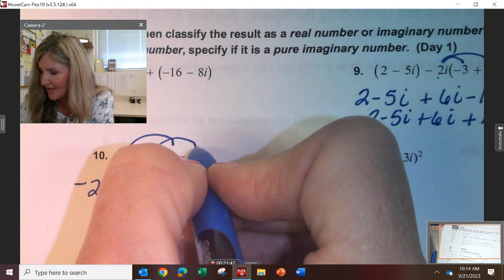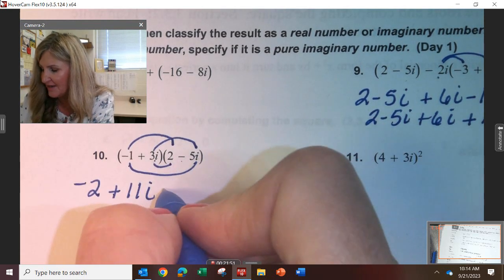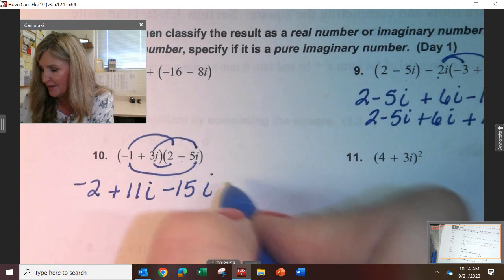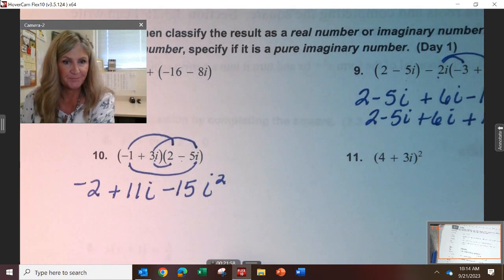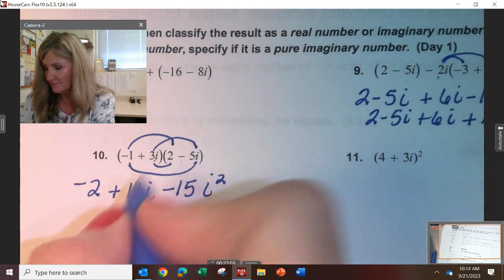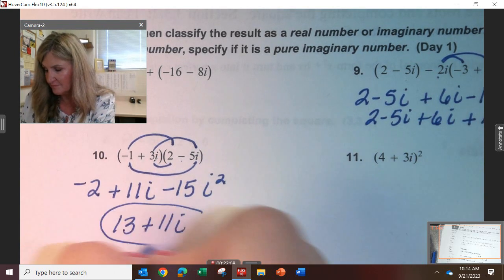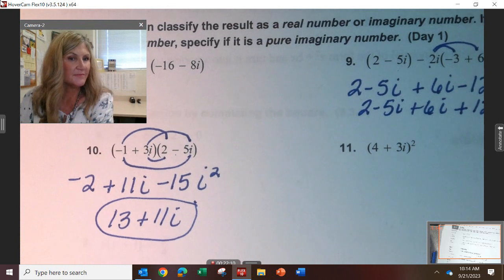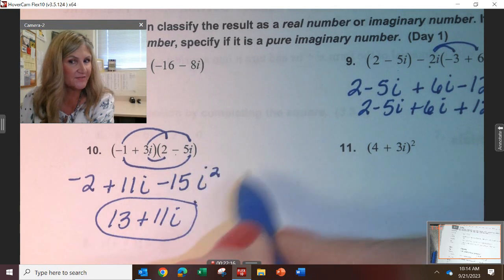And now do the last times the last. Positive 3i times negative 5i is negative 15i squared. Good. Finish it. Did you get it? 13 plus 11i, because this is really a positive 15.